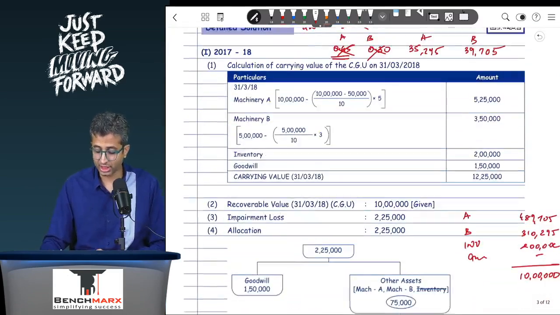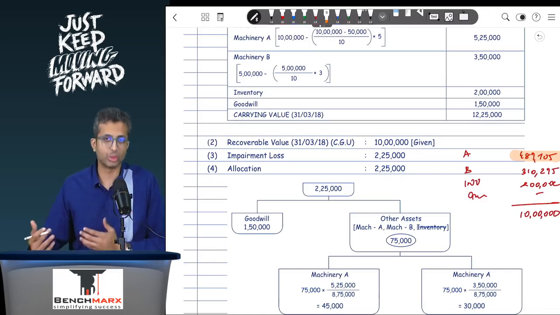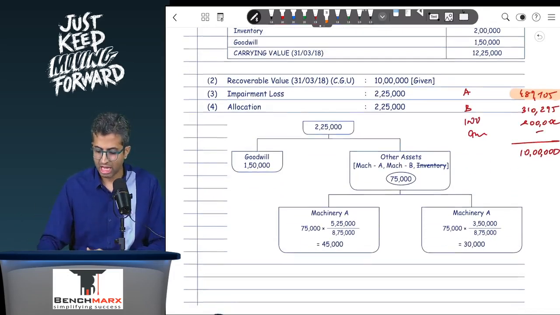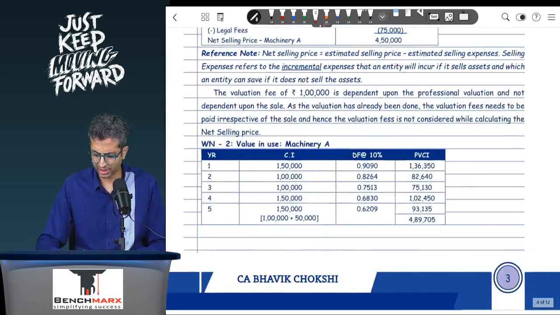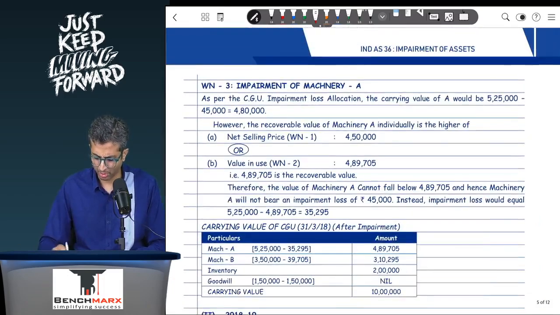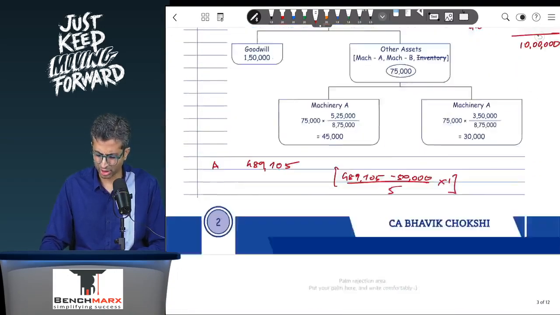Prospective depreciation: you will say that now A is appearing at 4,89,705. A has to go down to 50,000 because salvage value is 50,000 over the coming 5 years, and hence the depreciation for A would be 4,89,705 to start with, minus 50,000 because I have to go down to 50,000, and now 1 year has gone by. So if I do the workings over here, this will be equal to 87,941.